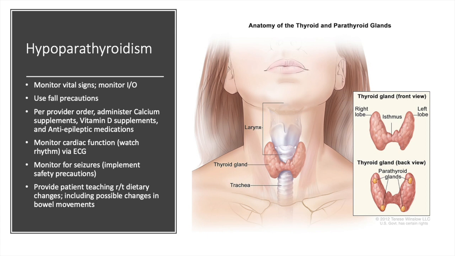If they've got issues with muscle spasms and tetany, they're at risk for injury. They're at risk for falls. Usually what happens is a provider is going to order a supplement of calcium. Vitamin D is common, and then because of the risk of cerebral edema and seizures, they may prescribe an anti-epileptic medication to prevent seizures.